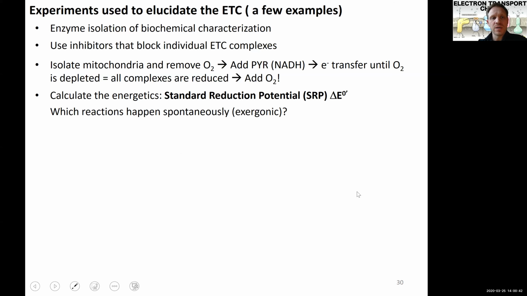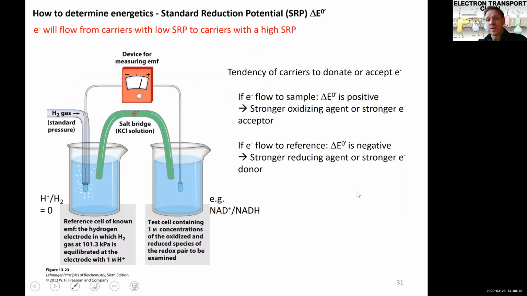So how does this work? You can actually measure this, right? You can measure the SRP and use it to calculate these values. And we're building it on the idea that the electrons will always flow from a carrier with a low SRP to a carrier with a high SRP. So if we want to use the SRP to predict which of the carriers is reacting after which, we are following this assumption of electrons flowing from low SRP to high SRP carriers. Okay. So it gives you an idea then of the tendency of the carriers to donate or accept electrons, and that we can actually measure.